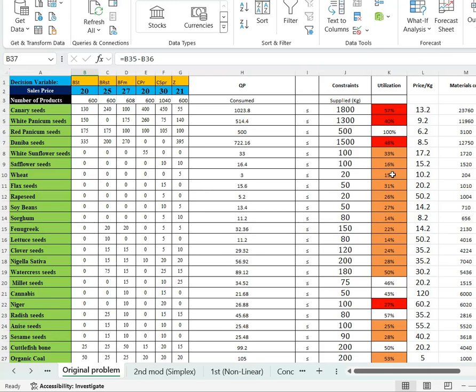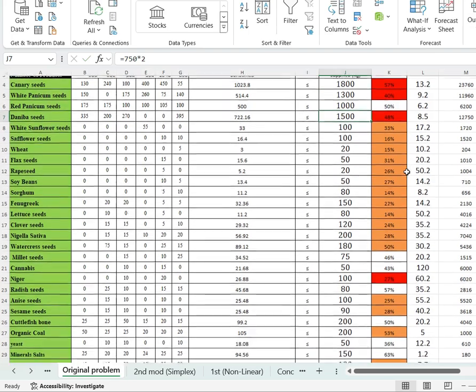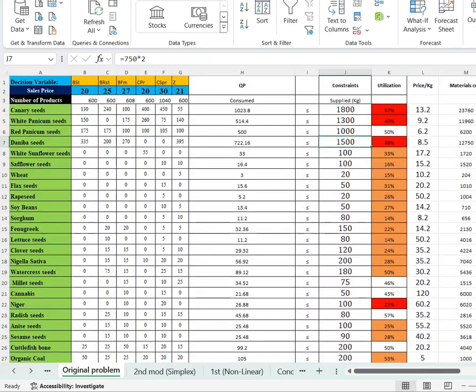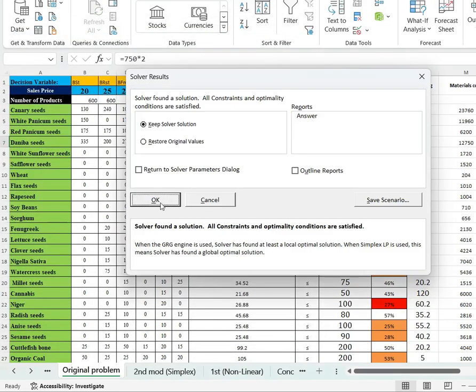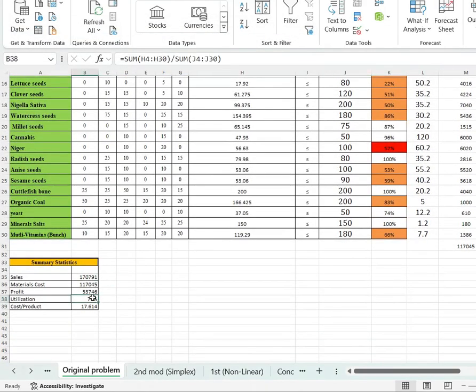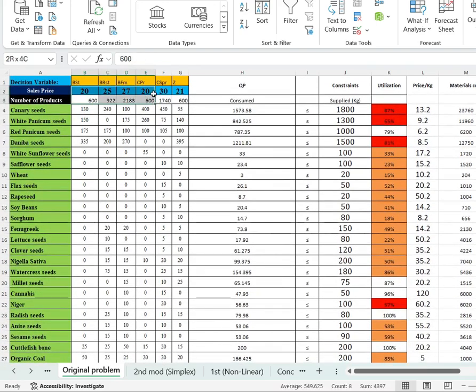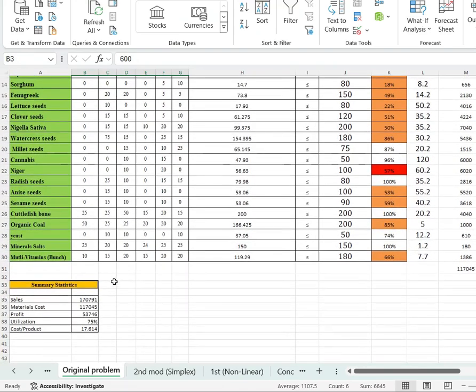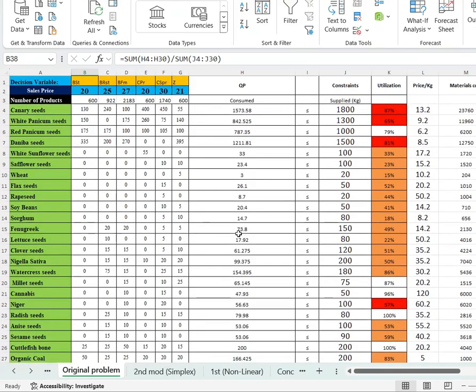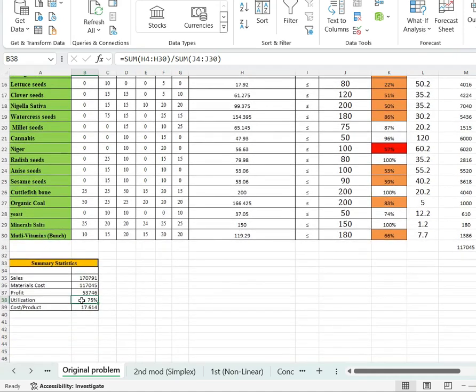Again, we search for the constraint that is causing the problems, and we get more of that in order to produce more and more. So we multiply that by 2, and is there anything at 100%? No. Okay, and we solve the problem again. Now we have 75%, and we have a positive profit, and the amounts are within the constraints that we want, but the utilization is less than 90%. So we keep doing this until we have the utilization above 90%.